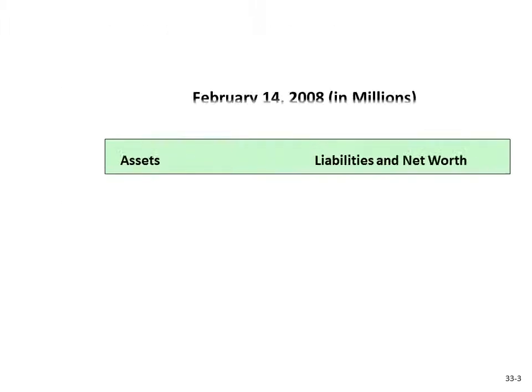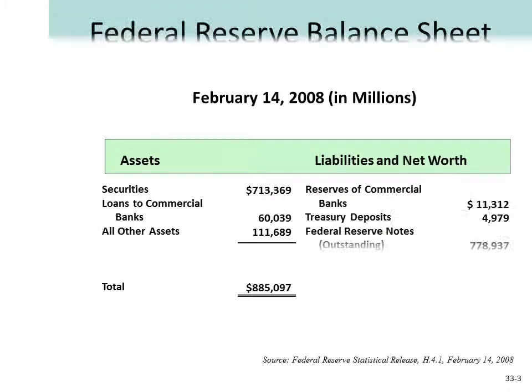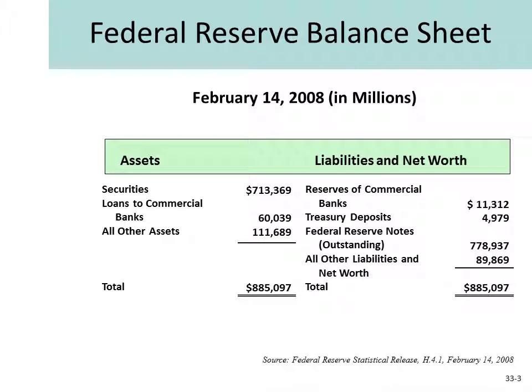So let's look at some actual numbers here. In 2008, and this is in millions of dollars, this is Valentine's Day of 2008. You can see that at that point, the Federal Reserve owned about 714 million, a very large number when you talk about the securities that they owned. And that's almost closely related to the federal notes outstanding on the liability side of the equation. If you look at the totals down bottom here, you have basically 885 for assets and liabilities and net worth. That equals out.